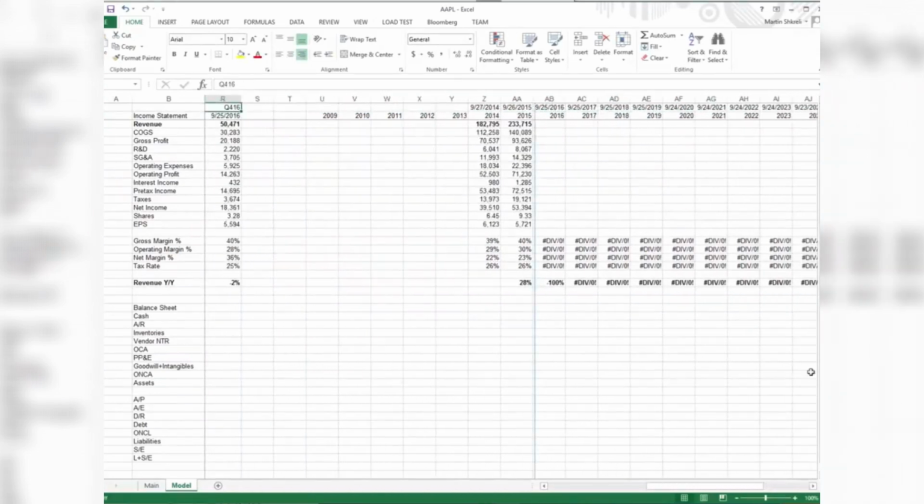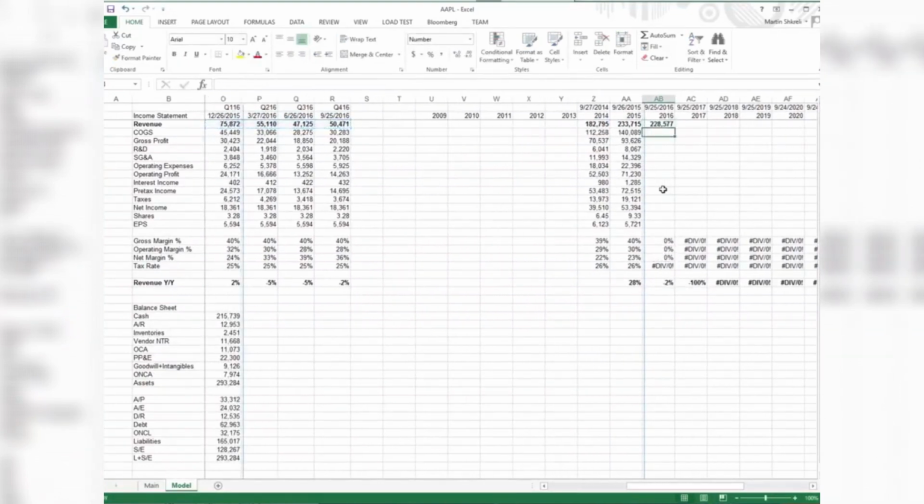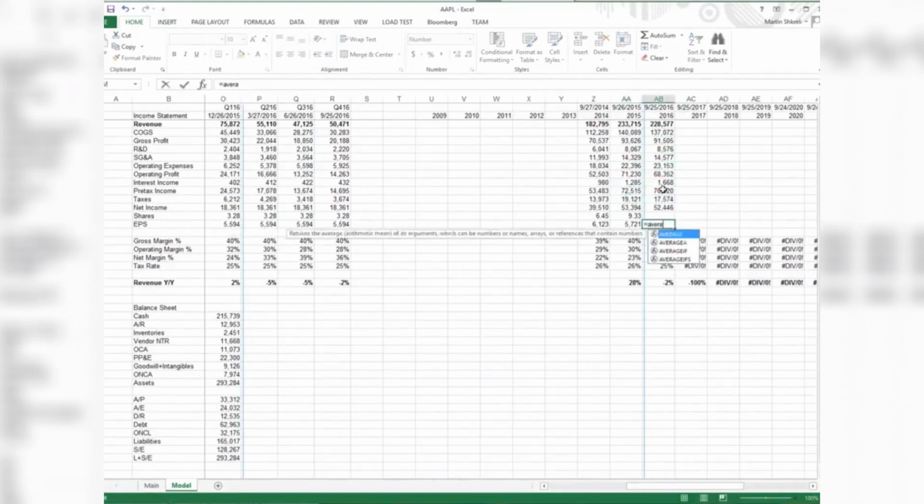And now we can put down an annual forecast. And you'll see the magic start to happen here. Well, first, we can take the sum of, let's do 2016 real quick. All right, so we have them declining by 2% in 2016.